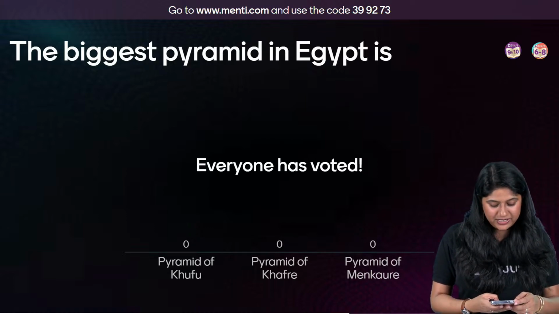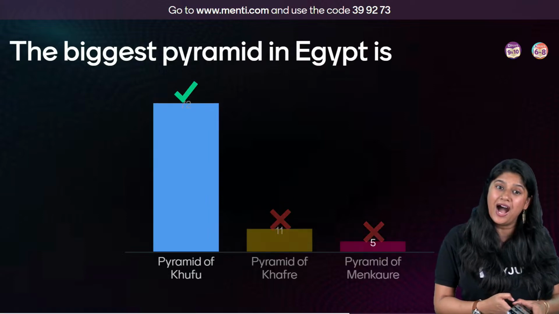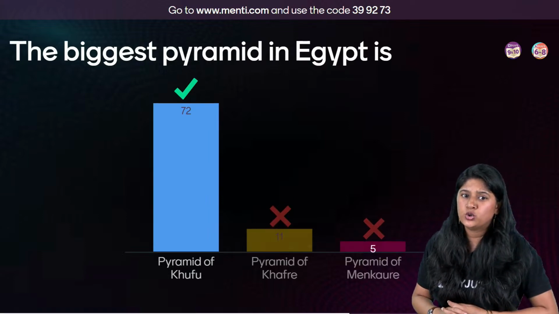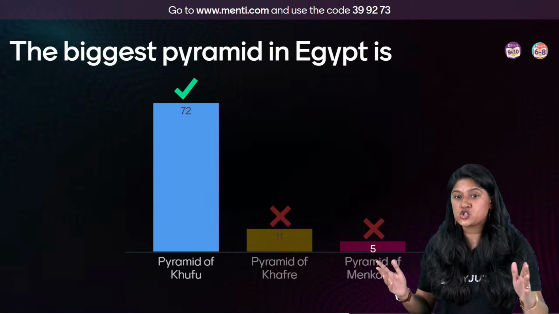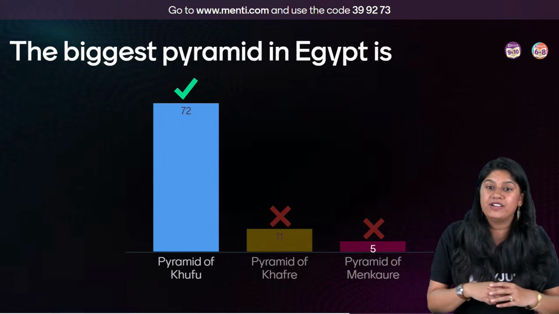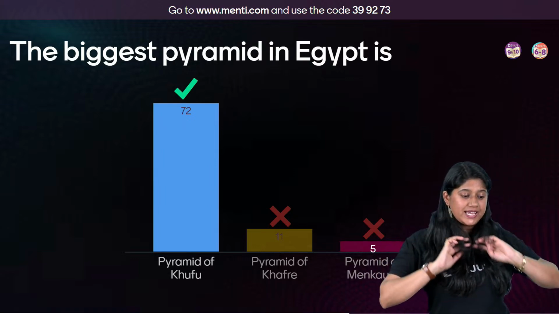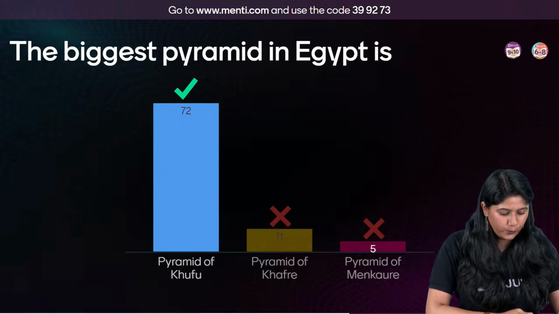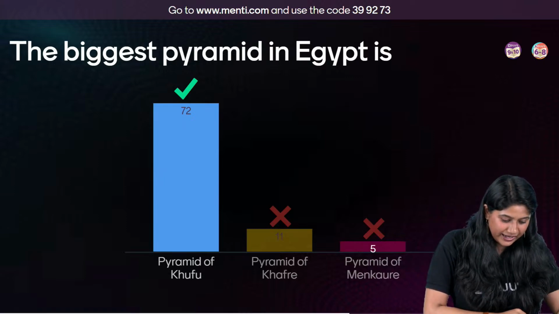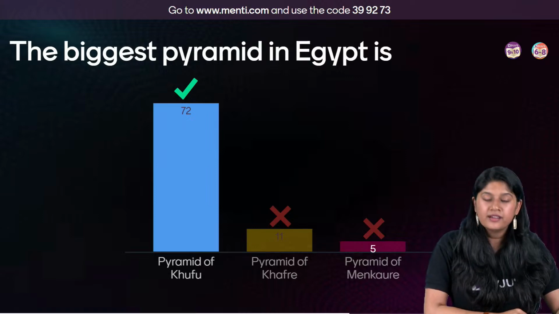Very good everyone, and the correct answer over here is option number 1. Absolutely correct. The pyramid of Khufu is the largest pyramid among the 3. Very good everyone. So with this we are done with our interesting quiz. I hope that you have enjoyed it.